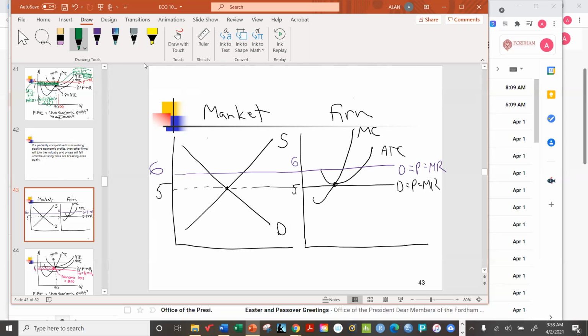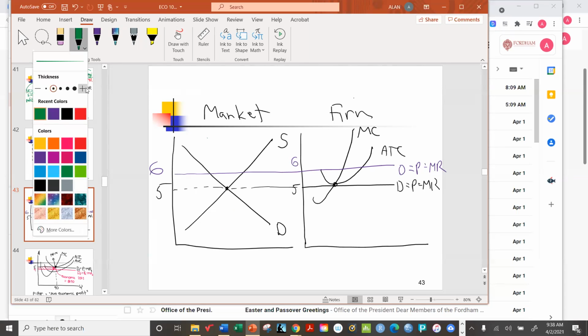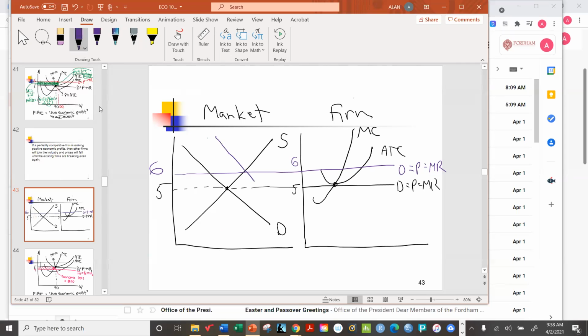Oh, you know what I forgot to include here? The reason why the price went up to $6 is because the demand curve went up. Yeah, I left that out. Sorry, hold on a second. Yeah, that's not going to happen by itself. We need an increase in demand to move the price up to 6. But once we get here, that's when people start to notice, hey, wait a minute, there's profits to be had in this industry.